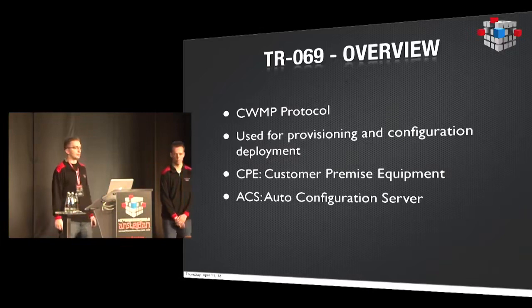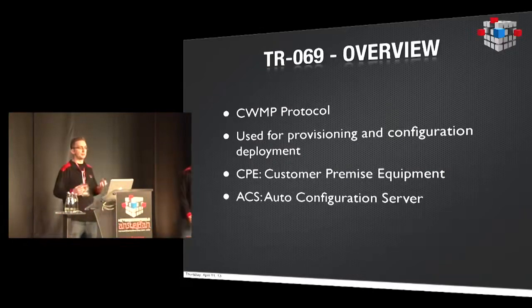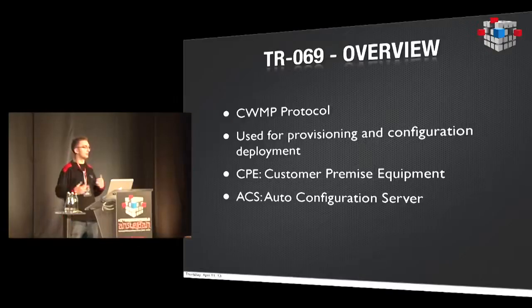So the CWMP protocol, again, CPE WAN Management Protocol, is used for provisioning and configuration deployment. Basically, with the CWMP protocol, you have two entities. One is the CPE, the customer premise equipment, which is the DSL device in our case. And the other one is the ACS, or the auto configuration server, which is a daemon or a service running on the side of the ISP. So the ACS will initiate a connection to the CPE and authenticate itself, and then it will be able to provision new settings or roll out firmware updates.